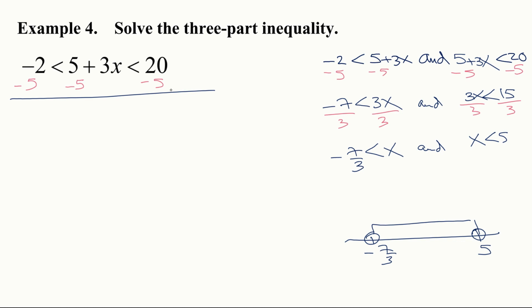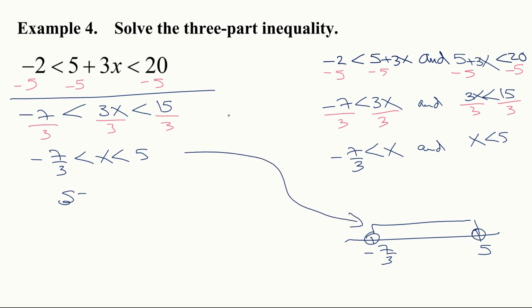So we end up with negative 7 less than 3x less than 15. Now we divide all three parts by 3. Since we're dividing by a positive number, I'm just going to take care of it right there. Otherwise, I would go to a new line if I were dividing by a negative number. So I get negative 7/3 less than x less than 5. Of course we get the same result, but in a much more efficient and quicker manner. Of course, the graph is going to be the same.